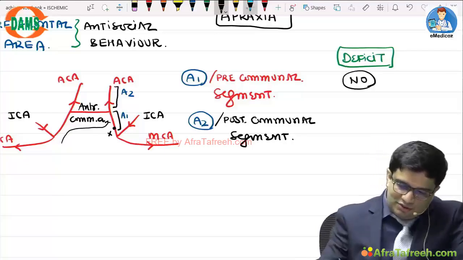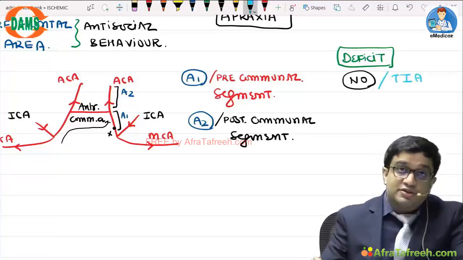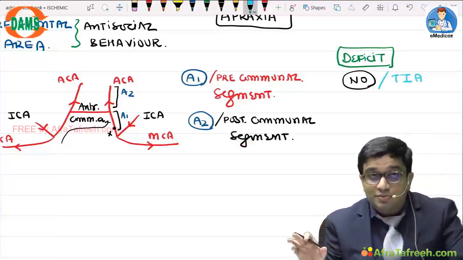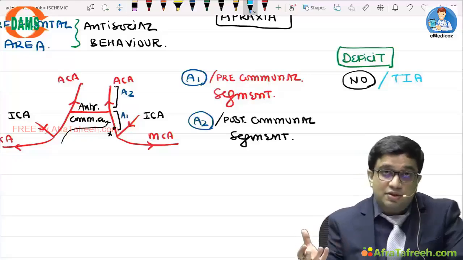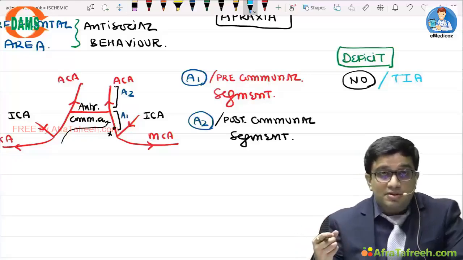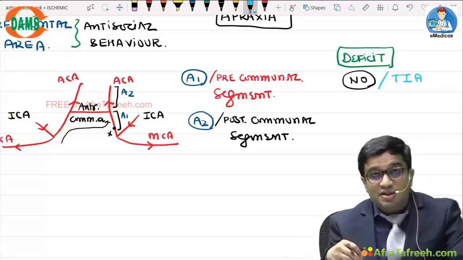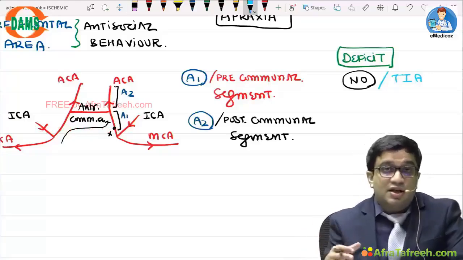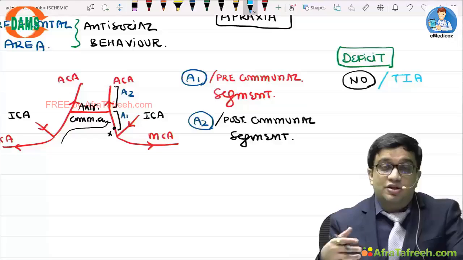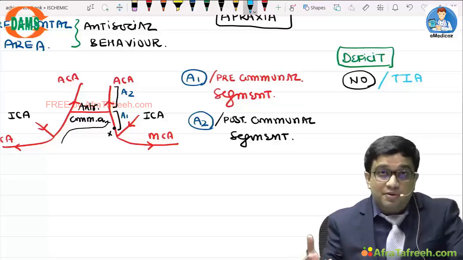Or I can use the word in a simple way as a transient ischemic attack, even though ischemia will occur but no infarction because of good reperfusion, right? So remember this concept. The pre-communal A1 segment ACA infarcts are usually asymptomatic, or even if the symptoms happen, they happen to be classically reversible.